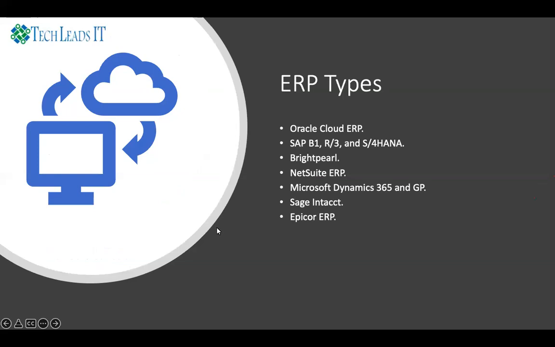So let's try to understand the different types of ERPs in the market. As you could see, Oracle Cloud stands on top of all the ERPs. Then comes SAP, then NetSuite, Dynamics and others. The reason Oracle Cloud is on top is for many reasons: it has moved to the cloud, and it has been very dominant for the last 25 years in the market. Particularly, Oracle is more dominant on the financial side. So that is one of the reasons.